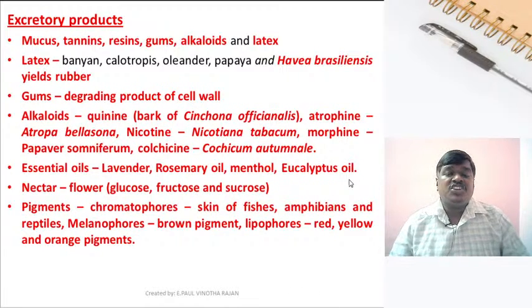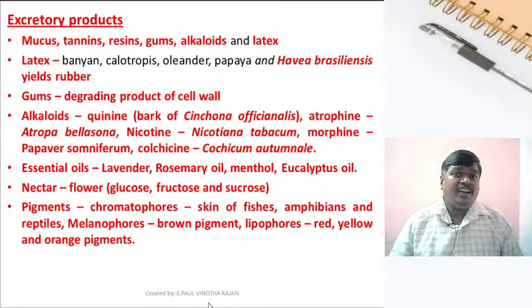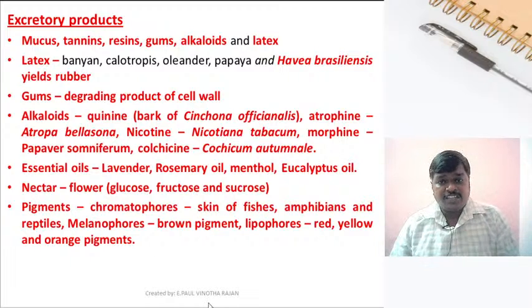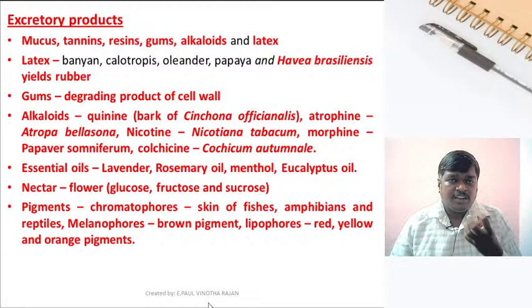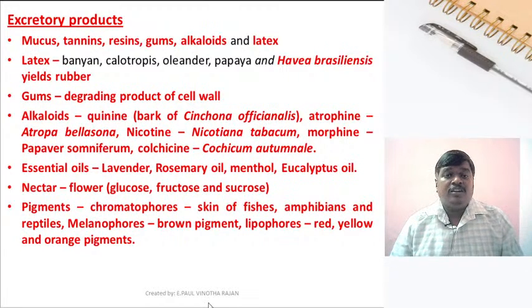These are all extractions from the cytoplasm. Nectar, which is from the flower, is a sugary substance produced by the flower, which contains glucose, fructose, and sucrose. That is called nectar. That is also an excretory product.